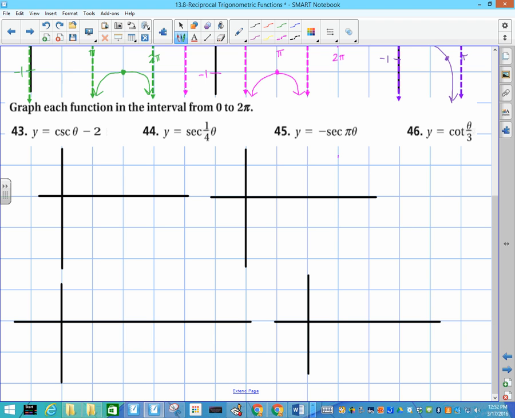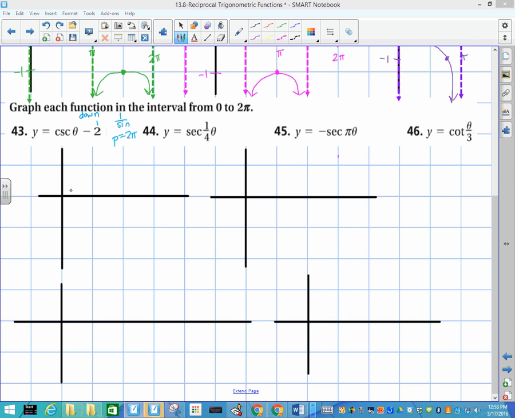So the first one, I have the cosecant of theta minus pi over 2. So what I'm doing on this graph, the first thing I'm going to do is find out what my parent function, my reciprocal, is. Cosecant is 1 over the sine. And then this -2, we know that that's going to shift our graph down 2 units. So my period is still 2 pi.